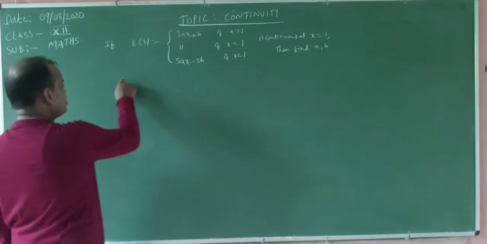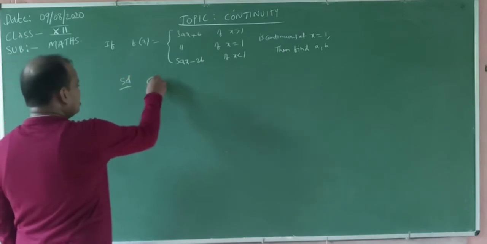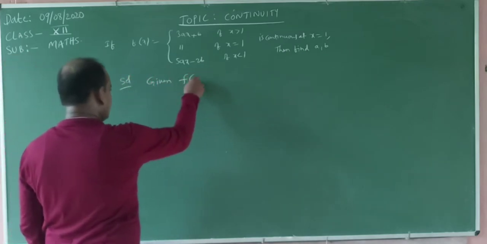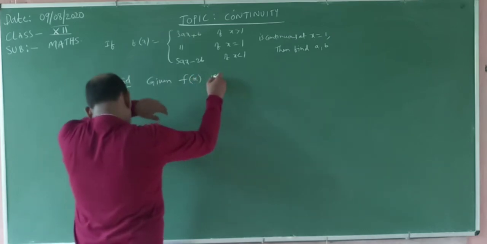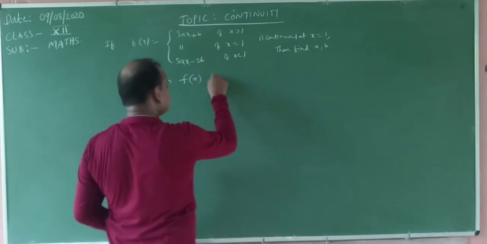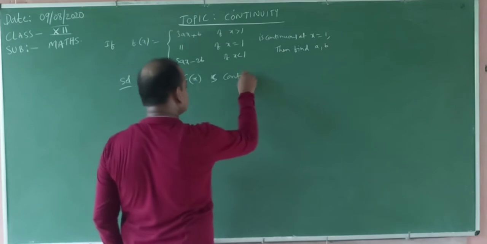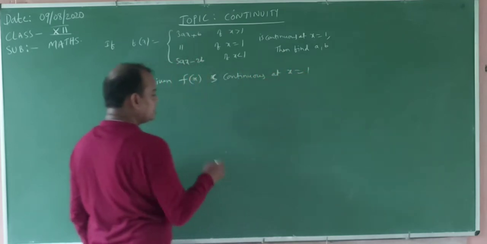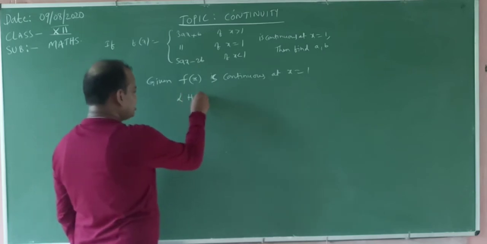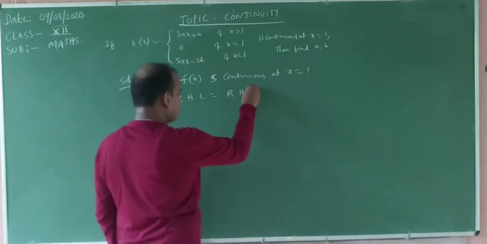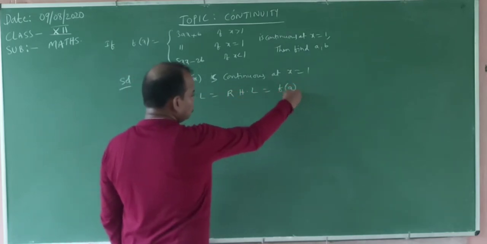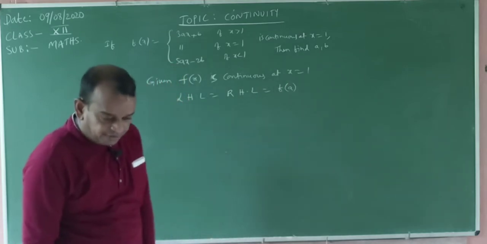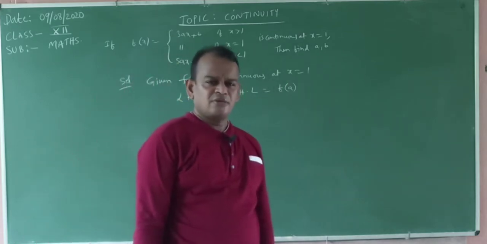But listen carefully, solution. What is given? f of x is continuous at x is equal to 1. That is, LHL is equal to RHL is equal to the function value. The functional value is equal to f of a. You know very well, I think.